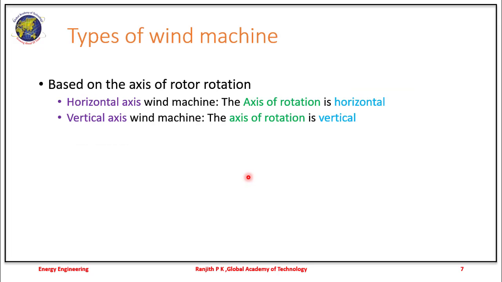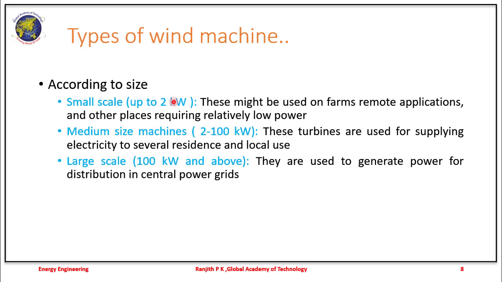There are various types of wind turbines that are used. The classification is based on the axis of rotor. It could be either a horizontal axis or a vertical axis. In a horizontal machine, the axis of rotation is horizontal, and in case of a vertical machine, it is vertical. Then, according to the size, it could be either small scale, usually up to 2 kilowatts. So, this is usually used for remote applications. Medium sized machines are used for supplying electricity at small individual clustered homes and local use, and large scale, greater than 100 kilowatts, is usually used to generate power into power grids.